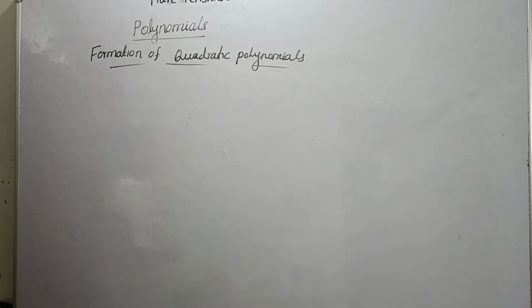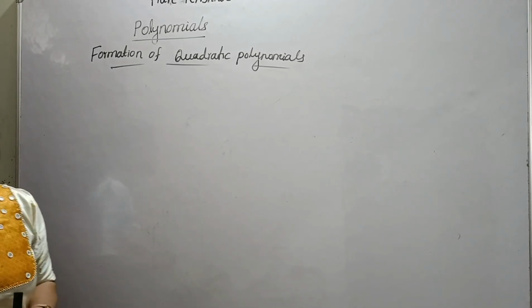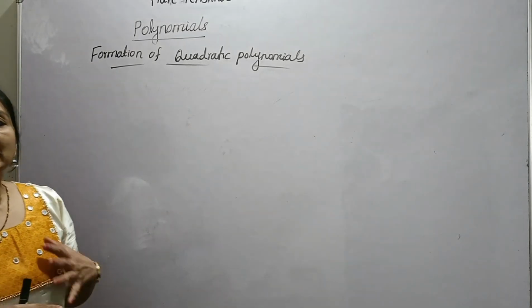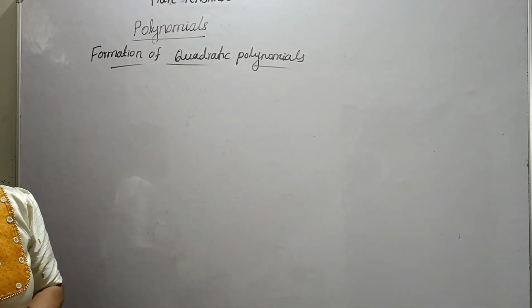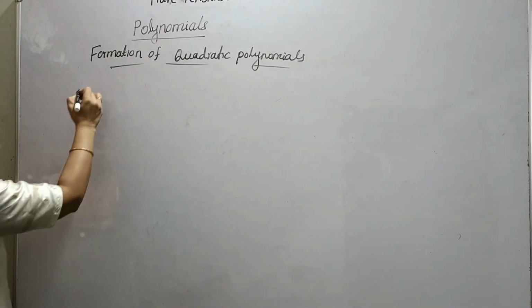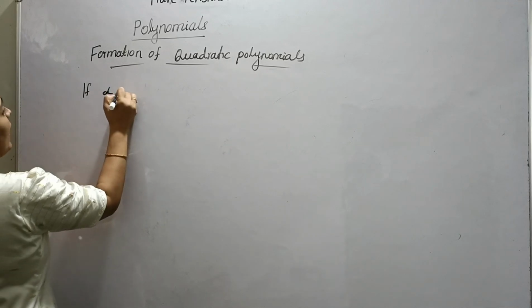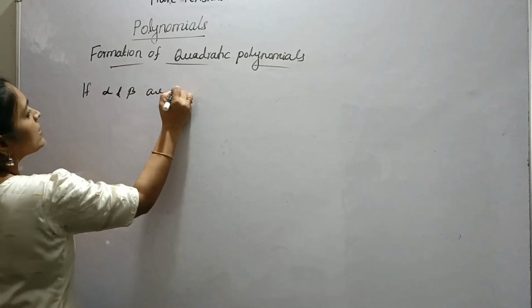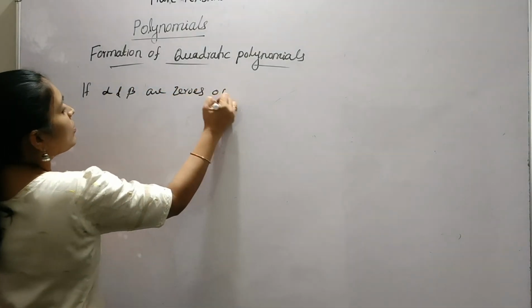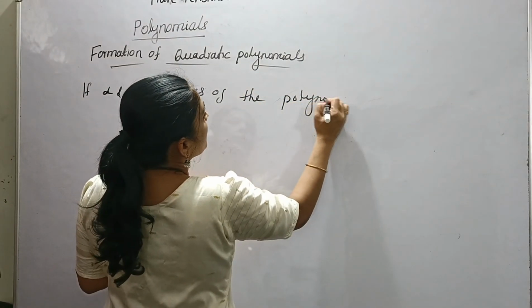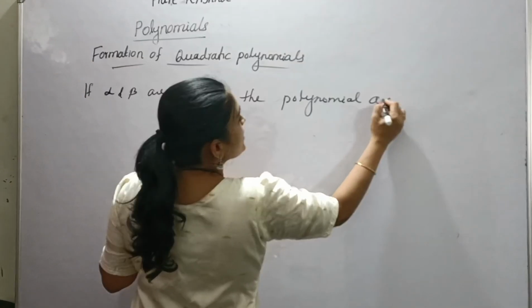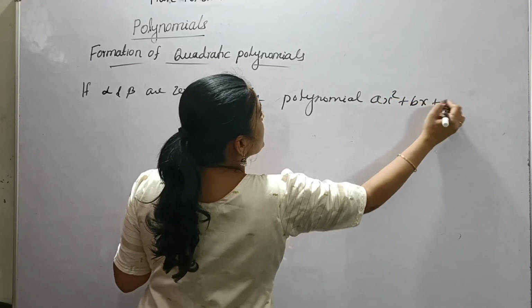Hello everyone, today we are going through formation of quadratic polynomials. So here we will study how to write the quadratic polynomial when zeros are given. Okay, so let's take if alpha and beta are the zeros of polynomial ax square plus bx plus c.